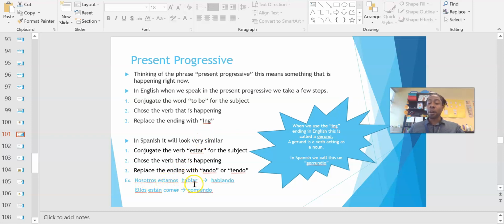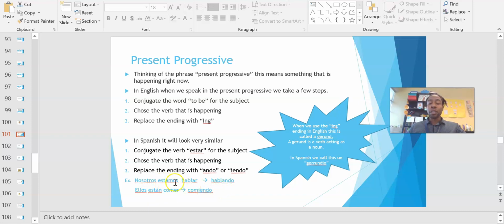And we're going to take this word hablar. We're going to put our ando on the end to make it a gerund, and we get hablando. Here again, when we have ellos están comer, no, we want ellos están comiendo, comiendo.